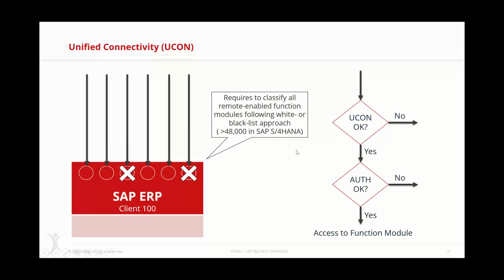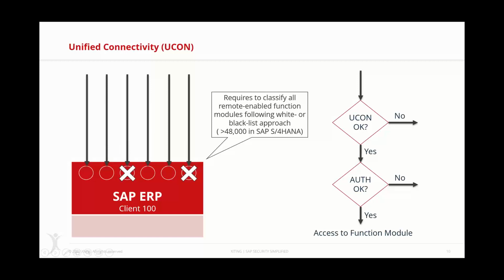If you think back to our S/4HANA 2021 release, where we have more than 48,000 remote-enabled function modules, and we're going to enable UCON, whether we do the blacklisting or the whitelisting approach, we have to enable or disable them. And that means we have to classify all 48,000 remote-enabled function modules. There is trace information we can take from the system to see what's being used, but at the end of the day, we still have to classify all the ones that we either want to blacklist or all the ones we want to whitelist. And again, it's either or, and it's not based on user.